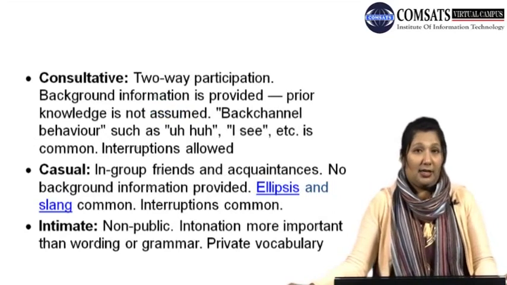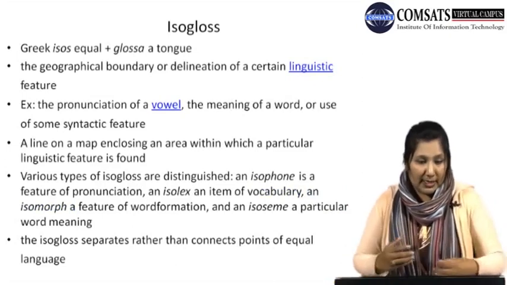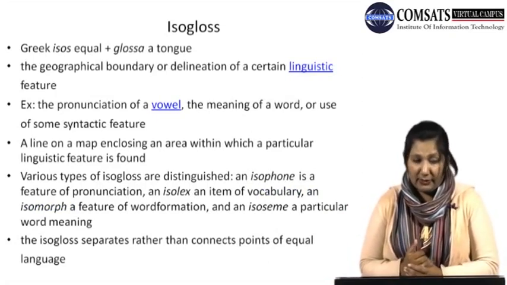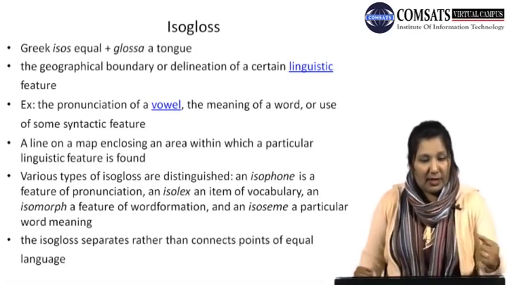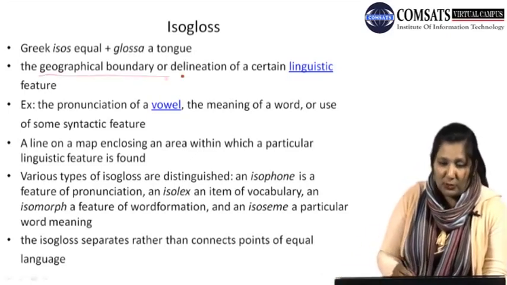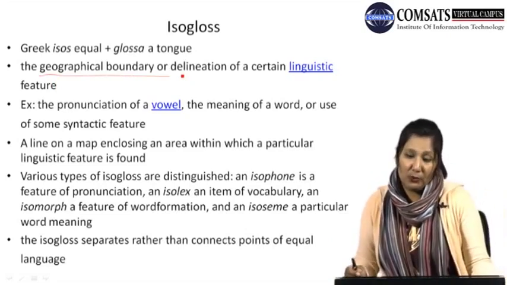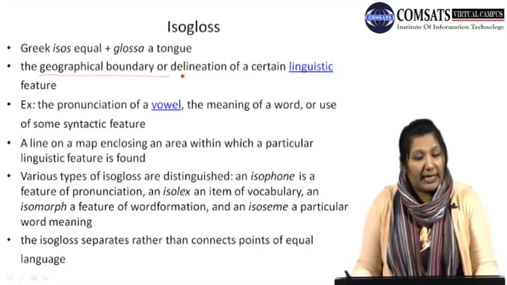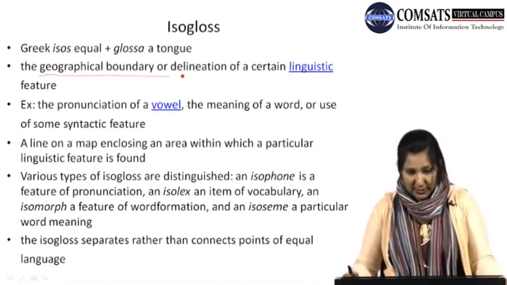The next concept, perhaps we have also looked at before, but a little recapitulation of isogloss. Isogloss is derived from the Greek words isos, meaning equal, and glossa, meaning tongue. The geographical boundary, the delineation of a certain linguistic feature, is known as isogloss. Examples are the pronunciation of a vowel, the meaning of a word, or the use of some syntactic features. A line on a map enclosing an area where a particular linguistic feature is found is known as isogloss.